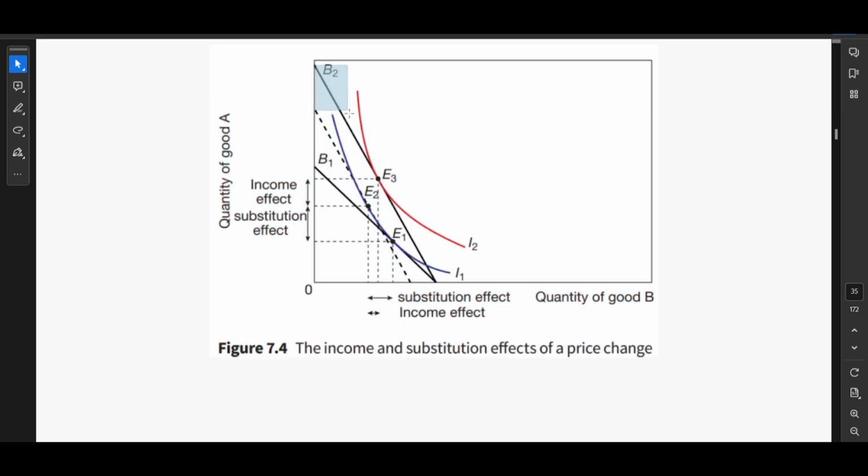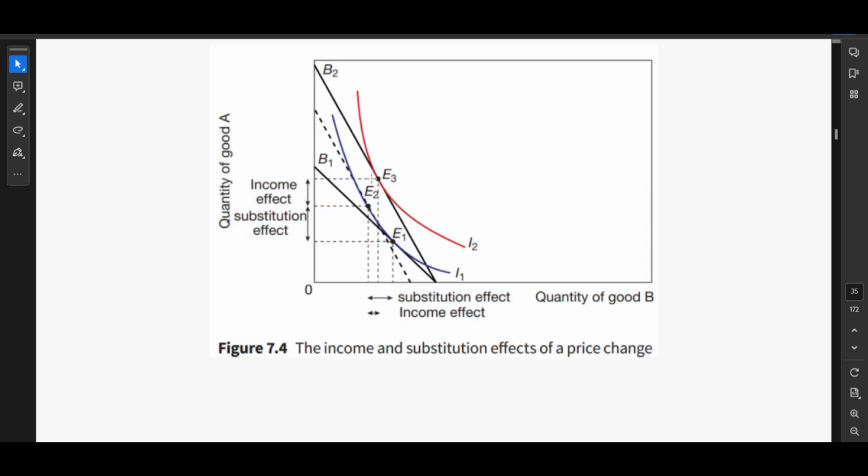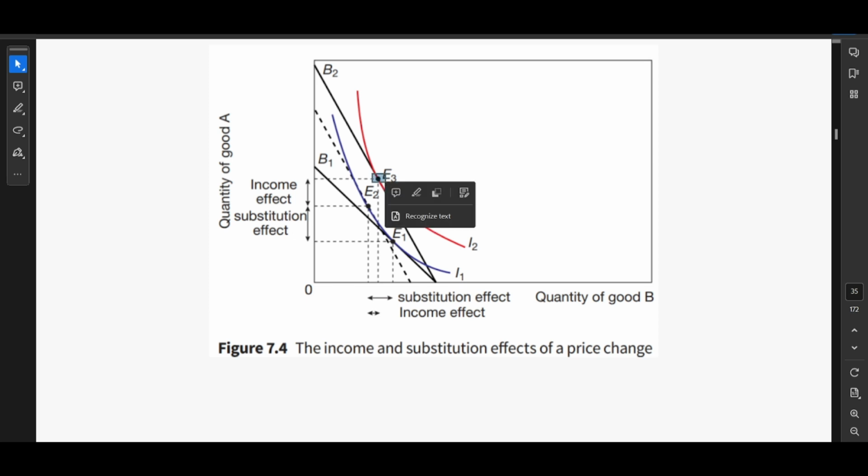The new budget curve needs to be tangent to your new indifference curve, and wherever they intersect, this is your new equilibrium, your combination of good A and good B. And this by itself is the income effect. But again, this is just explaining it chronologically so you can understand it. Realistically, in real life, they happen simultaneously.